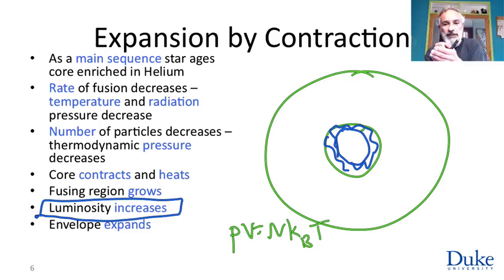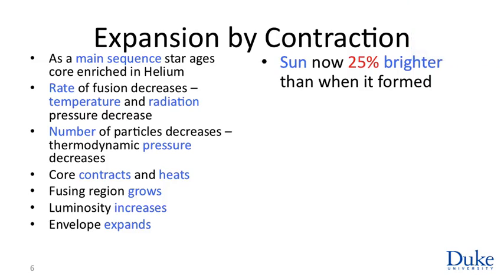So over the course of its main sequence lifetime, as it runs out slowly of hydrogen in the core, the star's core contracts and heats and accretes more hydrogen into the core, resulting in the fact that the outer envelope of the star grows and luminosity increases. This is a very important fact. So if we apply it to the sun, what does it tell us? It tells us that the sun now is about 25% brighter than when it formed, and this is halfway through its main sequence lifetime.